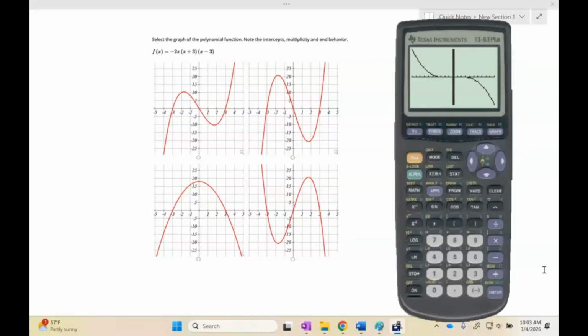So just based on this graph, which one of the answer choices would it possibly be? A, B, C, or D? I believe it's going to be D, right? Because this thing kind of rises to the left and it falls to the right.